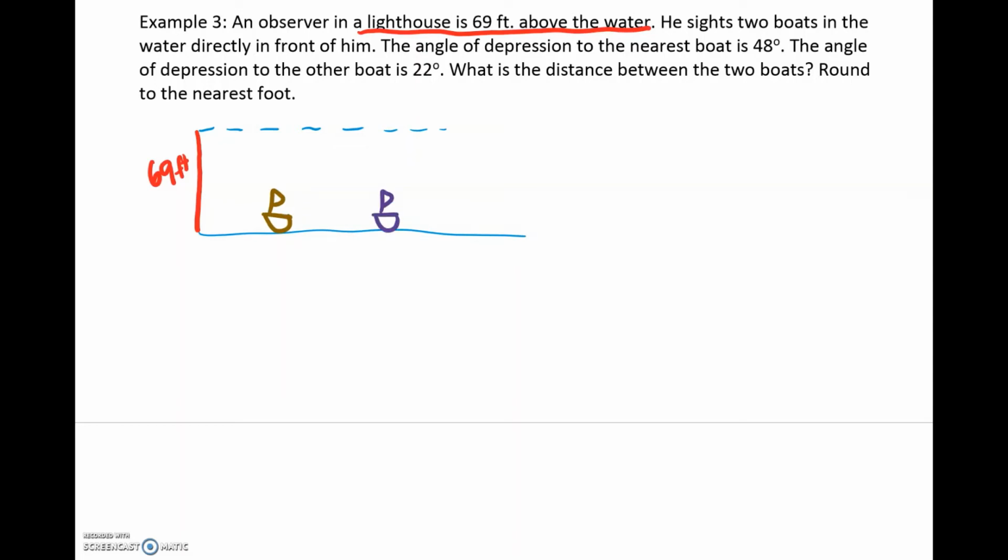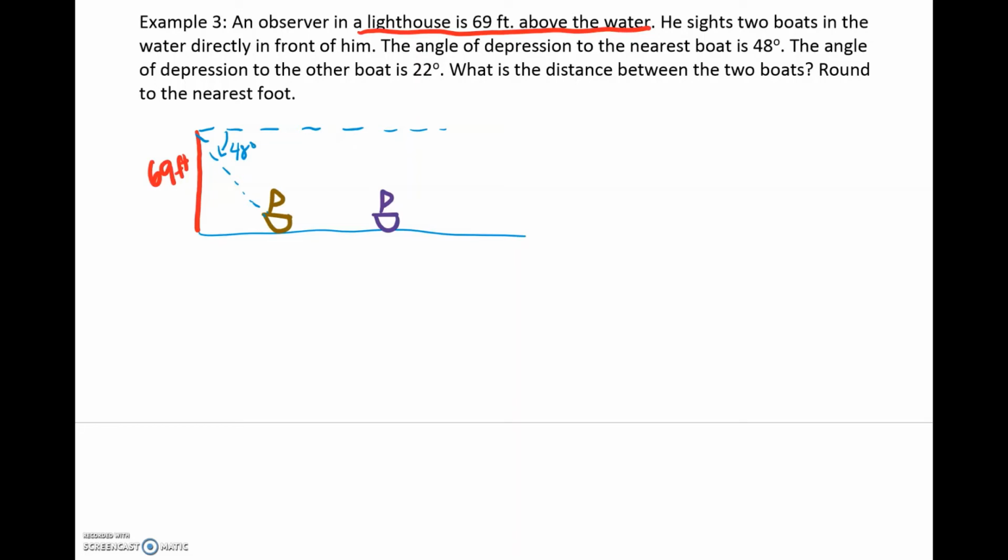So one boat is the nearest boat, right? We can look down and see it at an angle of depression of 48 degrees. Now remember, your angle of depression goes from your horizontal neutral down to what you're looking at. So that first angle of depression goes from the horizontal down, and that is 48 degrees. And then we've got a second boat that's farther away.